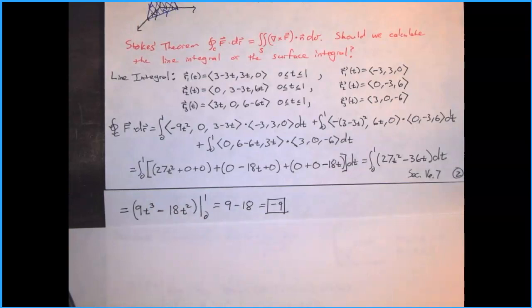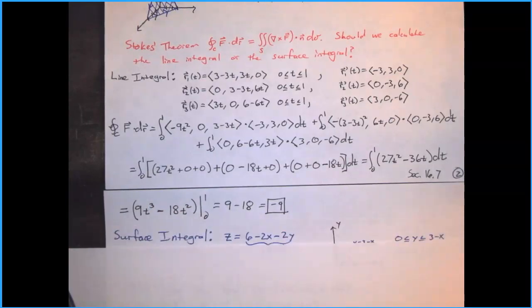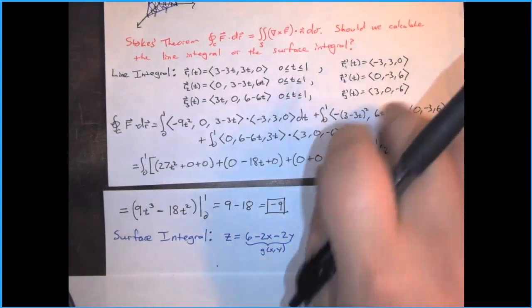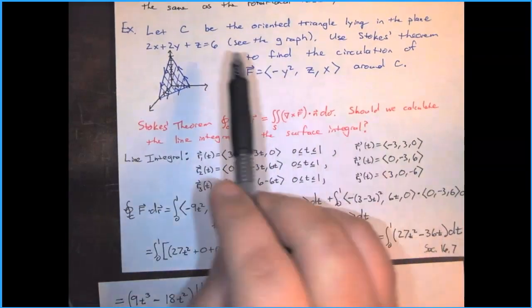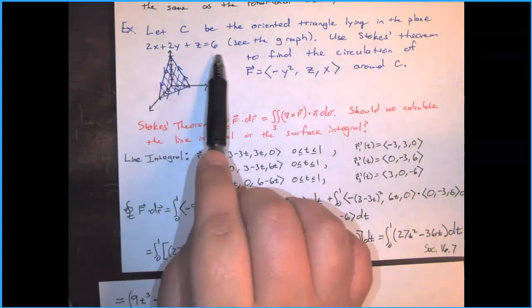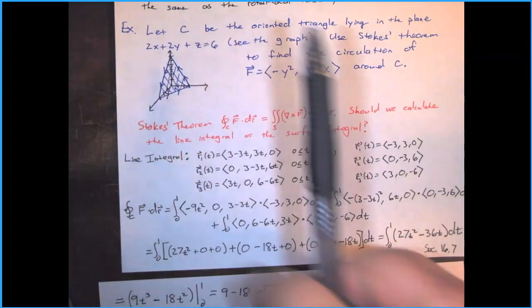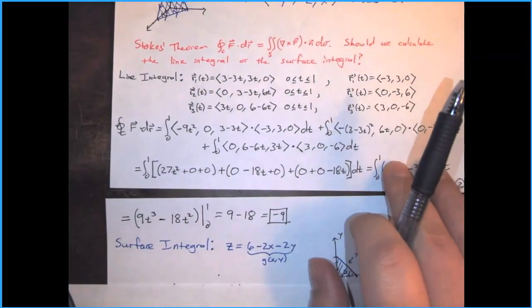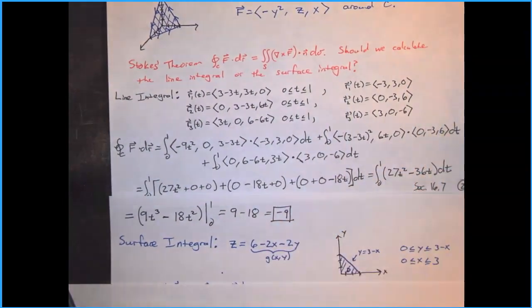Now, let's take a look at the surface integral. For the surface integral, I need some way to parameterize this surface. And just to remind you, this surface was given by the equation of this plane, 2x plus 2y plus z equals 6. I'm just going to solve that for z. So if I solve that for z, I can describe my surface as z equals 6 minus 2x minus 2y.